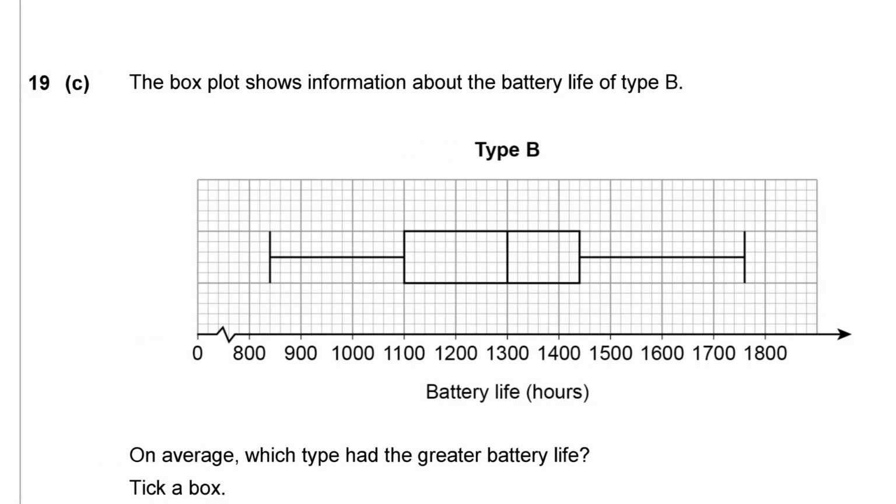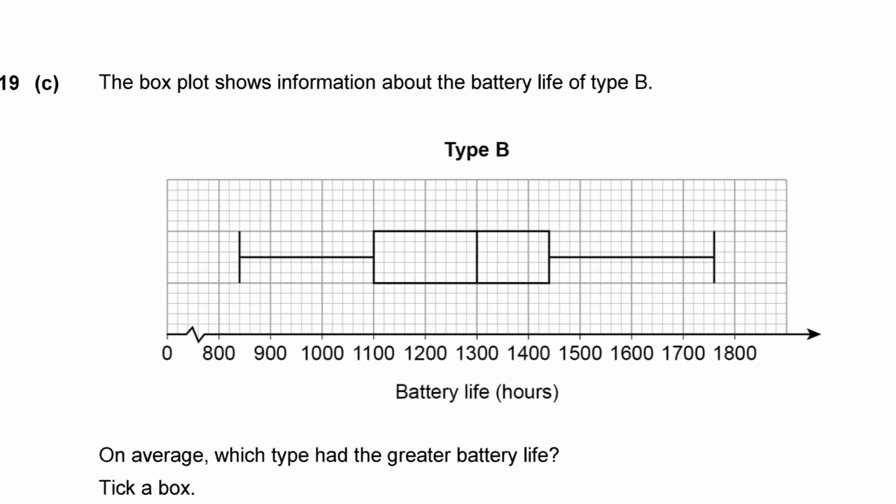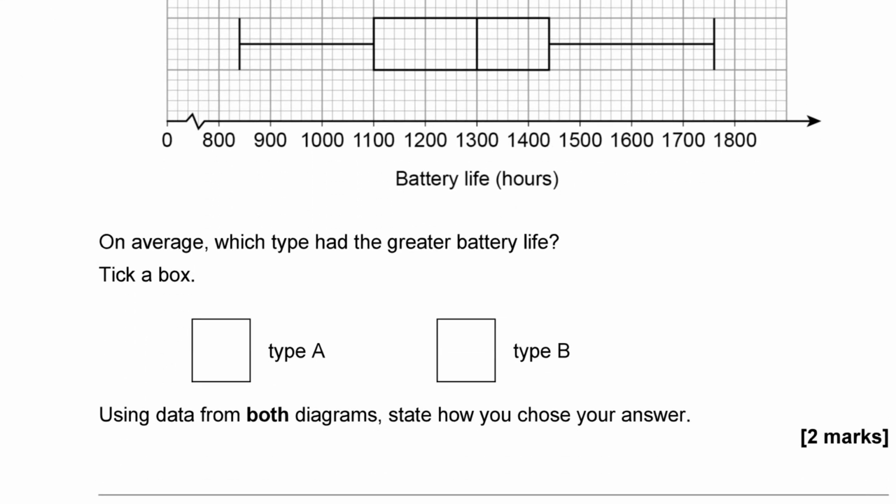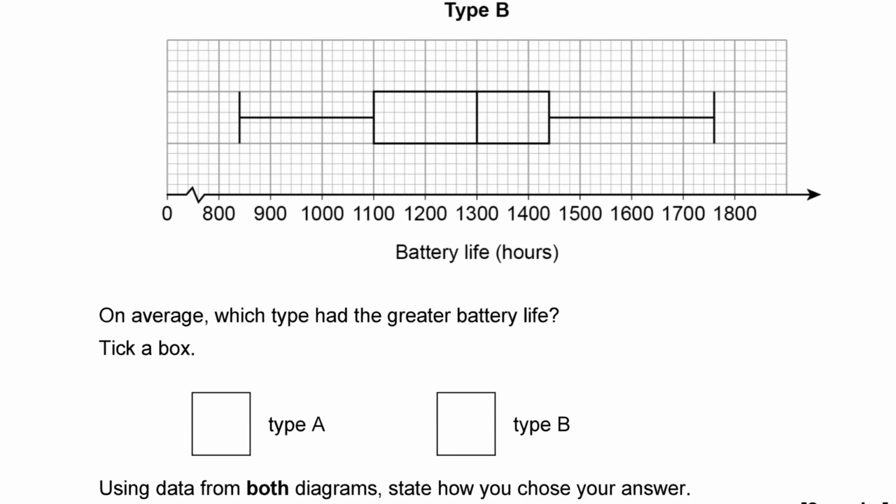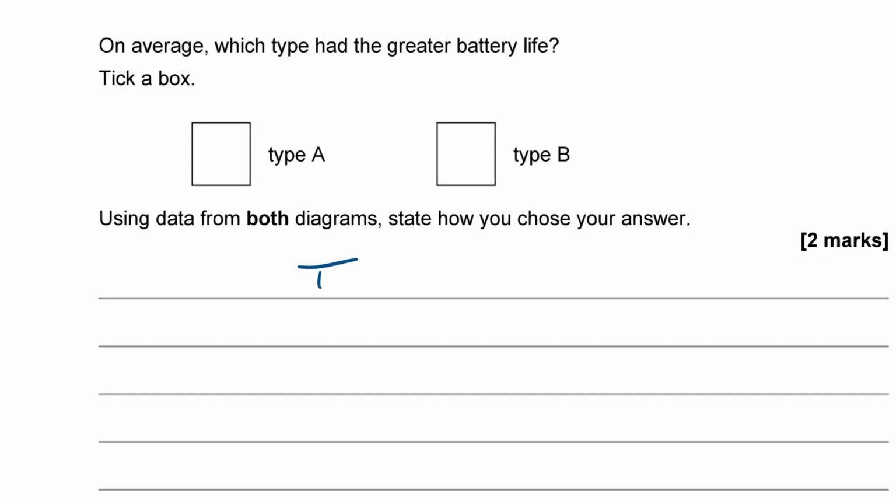Okay, now part C says the box plot shows information about battery life of type B. On average, which type had the greater battery life? Tick the box. Well, the greatest battery life is going to be given by the median right here, I suppose. So it's like the average life expectancy. So here the median is the Q2 value. It's the one in the middle of your box plot, and if you read down you can see that it's 1300.